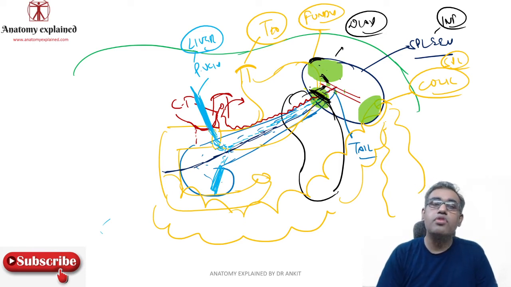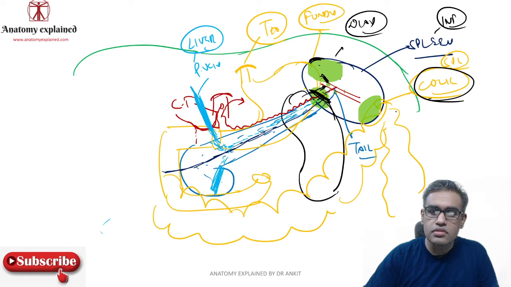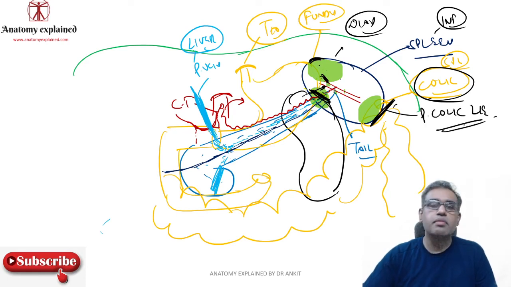One more ligament, very important clinically, is that when the splenic flexure of the colon bends down from the spleen, there is a ligament over here which is connecting the colon to the diaphragm. That is known as your phrenicocolic ligament. So these are a few ligaments which are connected to the spleen.